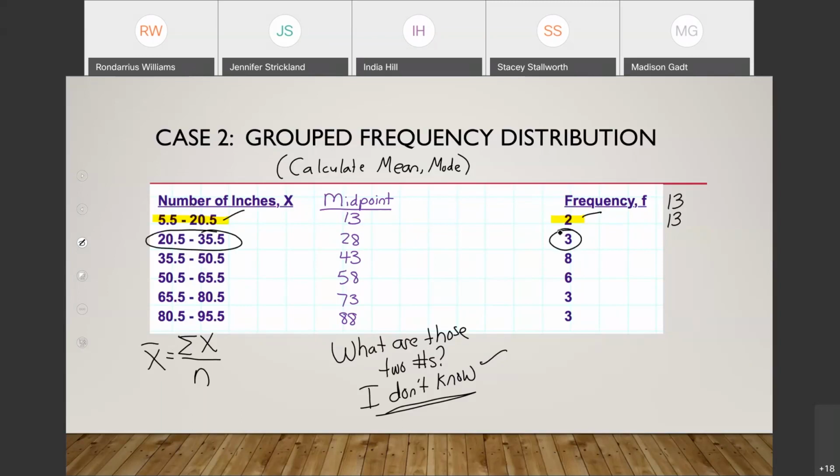So I know that there are three numbers between 20.5 and 35.5. What are those three numbers? 28s. Okay. All right, I know that there are 8 numbers between 35 and 50. What are those 8 numbers? They're all 43s. All right, there are 6 numbers in the next class. Those 6 numbers are what? 58s.